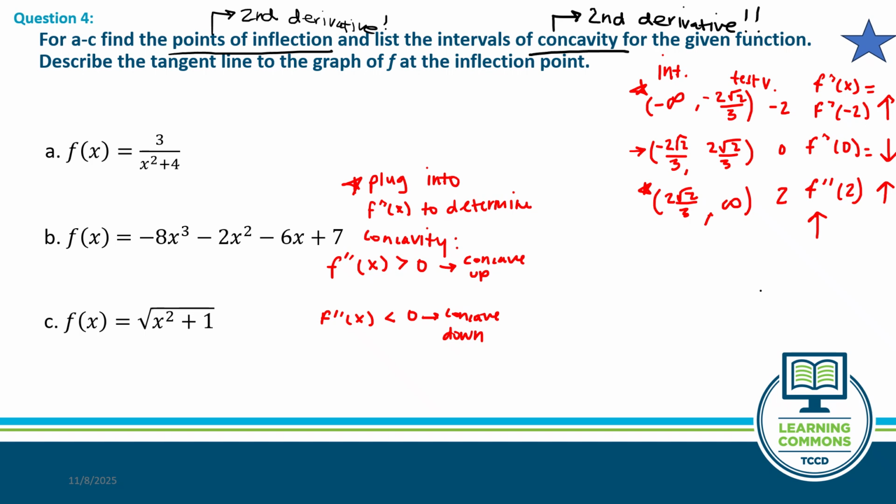So for this one, if she asks you to give her the intervals, these are concave up, and this is concave down. Okay, and that's what I would write. My test interval would be this, and that would be my answer. Okay. Please show all your work.